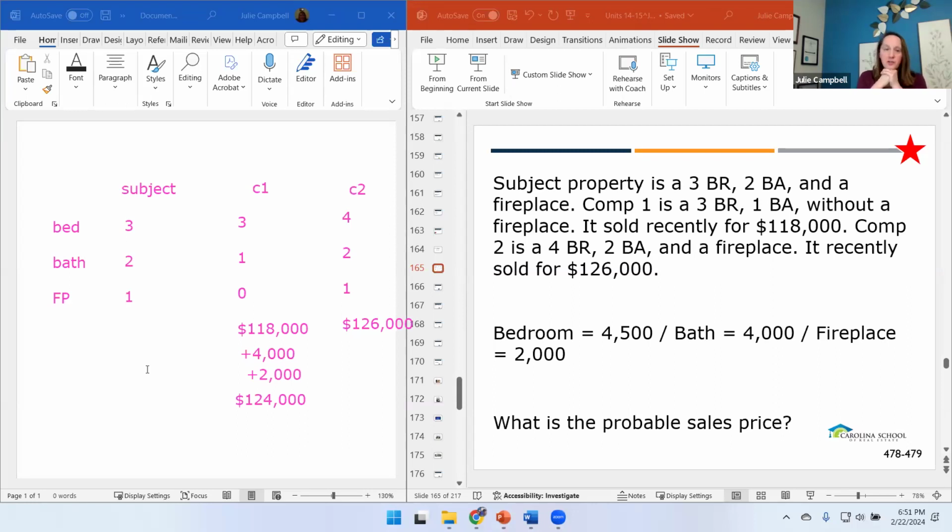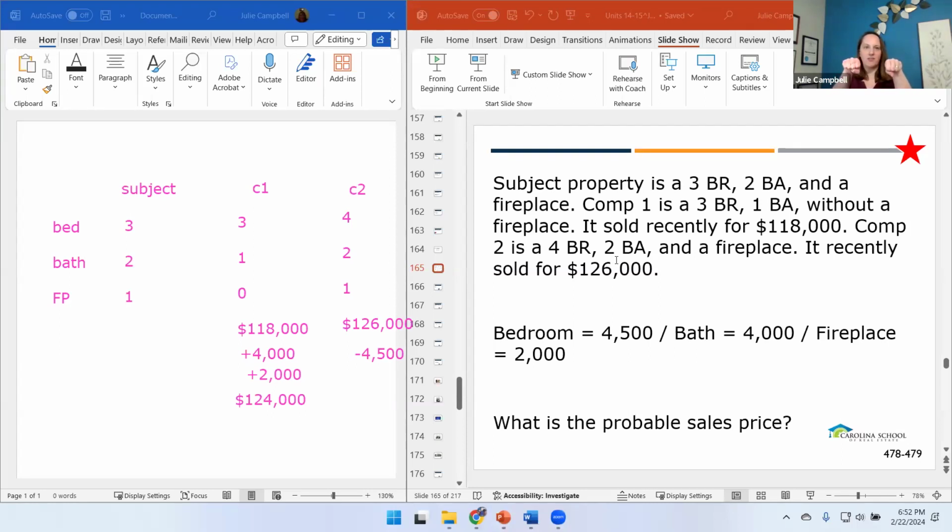So let's study comp 2 as it relates to the subject. Nothing to do with comp 1, just comp 2 as it relates to the subject. So do the hand trick with me. The subject has 3 bedrooms. Comp 2 has 4. What do we do to make comp 2 match the subject? We deduct. We have to deduct the cost of a bedroom. The problem tells me the appraisers determined that a bedroom goes for $4,500.